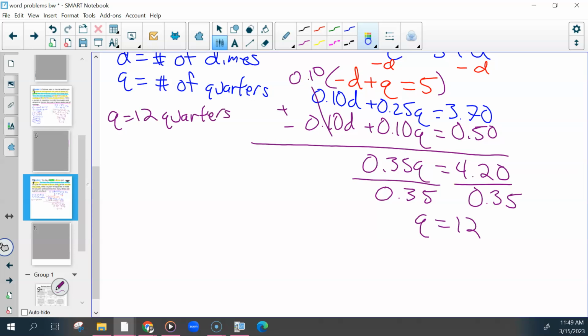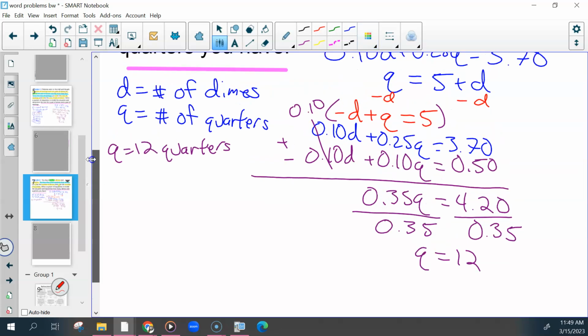And then we'll take that and put it back in to find d. Does not matter which one. So let's do q equals 5. 12 equals 5 plus d. Subtract 5. The number of dimes we have is what?